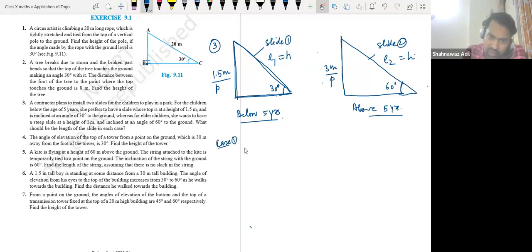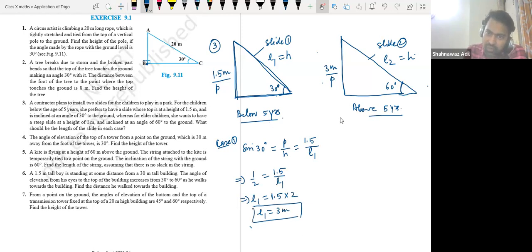So let's say case first is sine 30. That is perpendicular by hypotenuse, which is 1.5 by L1. Right. So sine 30 is half. This is 1.5 by L1. So L1 would be 1.5 into 2, which is 3 meters. So the first slide length, below 5 years, would be 3 meters.